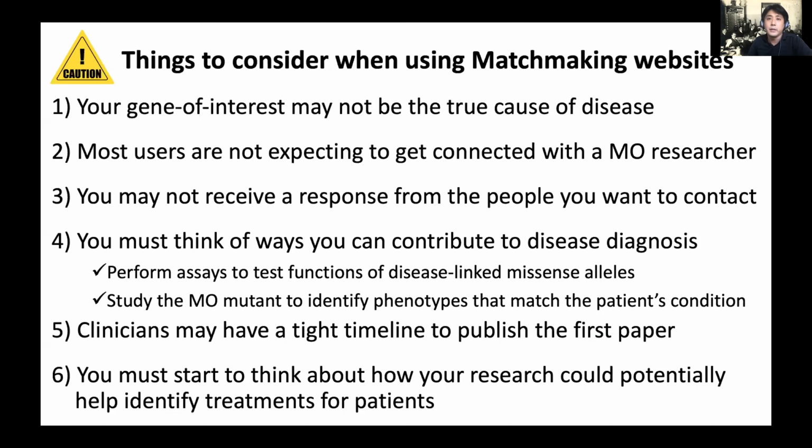Fourth, before reaching out to the clinician, you must think of ways you can contribute to disease diagnosis. One way may be by performing assays to quickly test functions of disease-linked missense alleles in invertebrate model organisms, just like Andy showed you. And another way can be by studying the model organism mutants you have, or those that are available from public repositories like the IMPC, to identify phenotypes that match patients' conditions in vertebrate model organisms. Fifth, some clinicians may have a very tight timeline to publish the first paper because this field is very competitive. Lastly, you must start to think about how your research could potentially help develop therapeutics for these patients and what you want to achieve by directly collaborating with the clinicians.